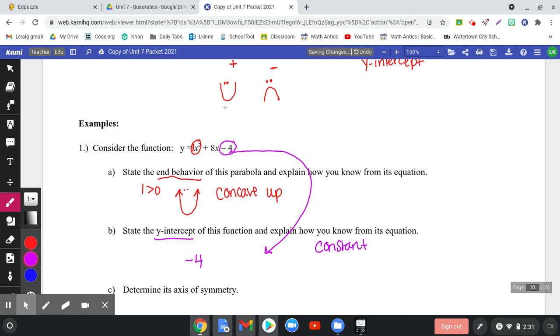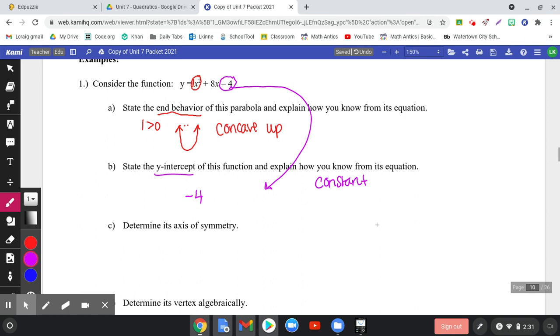All right, determine the axis of symmetry. So we got to use our formula. X equals -b over 2a. Remember, if you're looking at a graph, that's not a very good graph. It's this line. It's this vertical line where you can fold it in half. So it's always x equals some number.